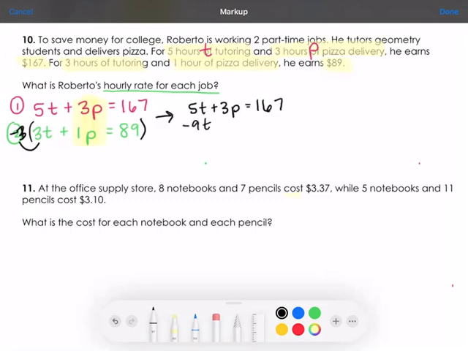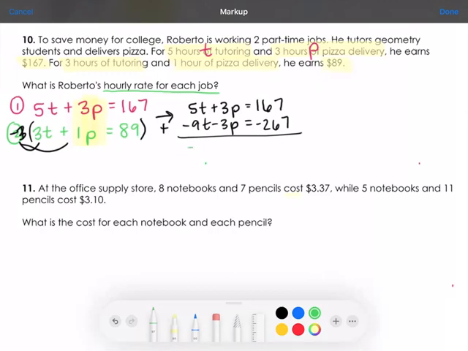So -3 times 3 is -9T. -3 times 1 is -3, which is what I want. And then I need -3 times 89, which is -267. That's better. Okay. Now I'm ready to add these equations.